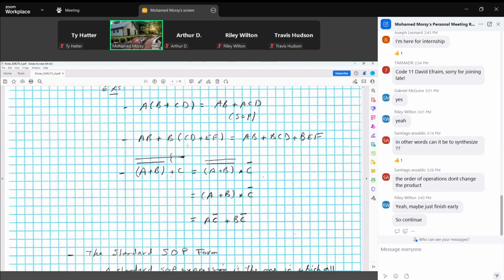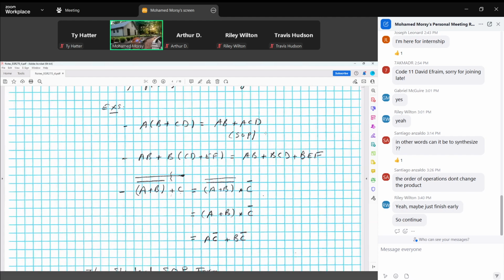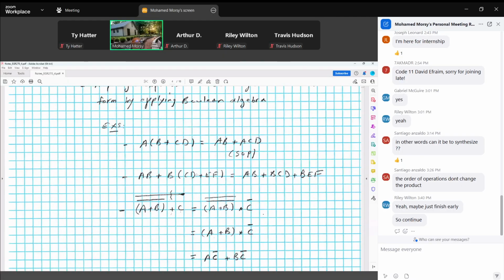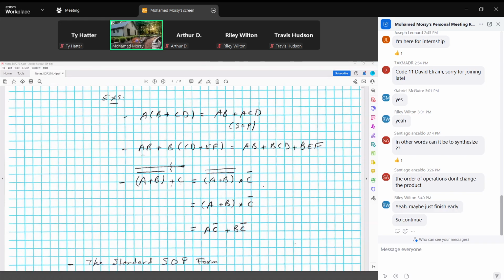AB plus B times CD plus EF. This form is a combination of different things, but definitely not in the sum of products form. Sum of products form is like we mentioned here. But this is something like a combination of different things. So it's simple, AB, then multiply B inside, so it is AB plus BCD plus BEF.